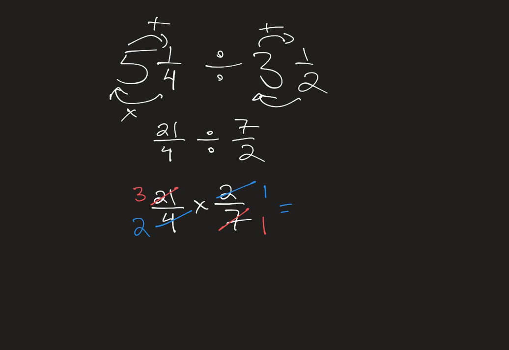We multiply across. 3 times 1 is 3. 2 times 1 is 2. Now we can either leave it as 3/2, or we can change that to a mixed number, and that is 1 1/2.